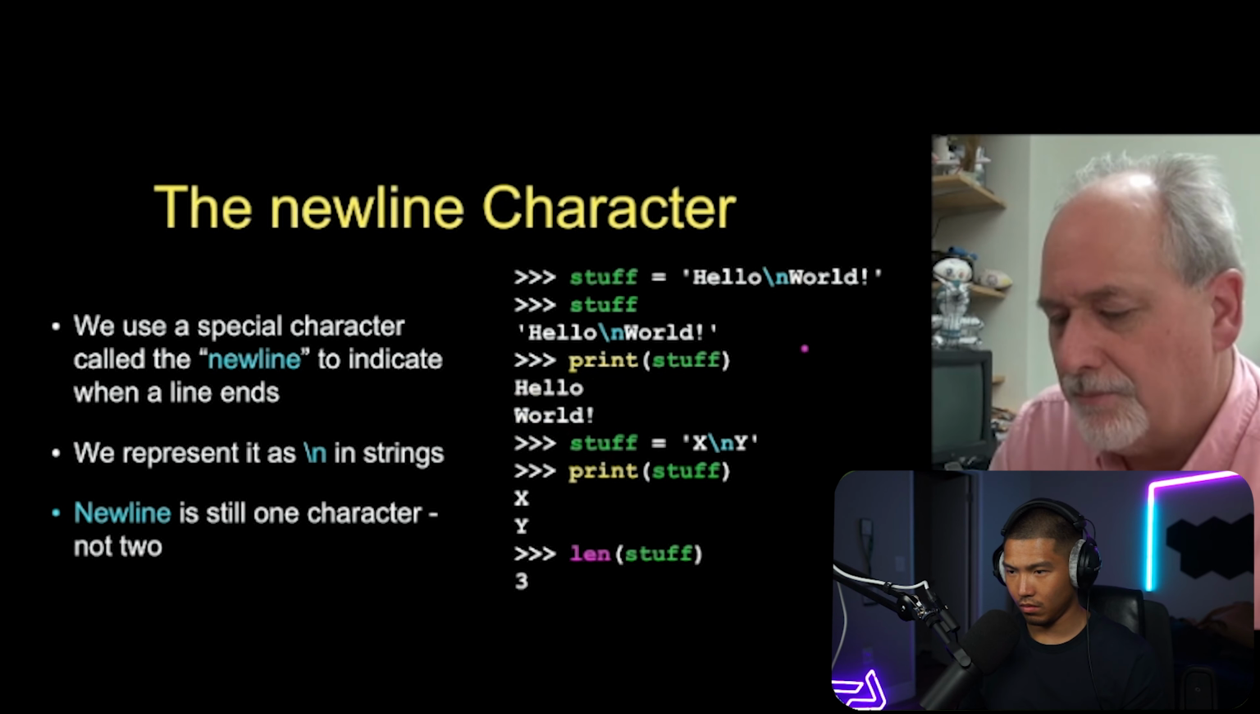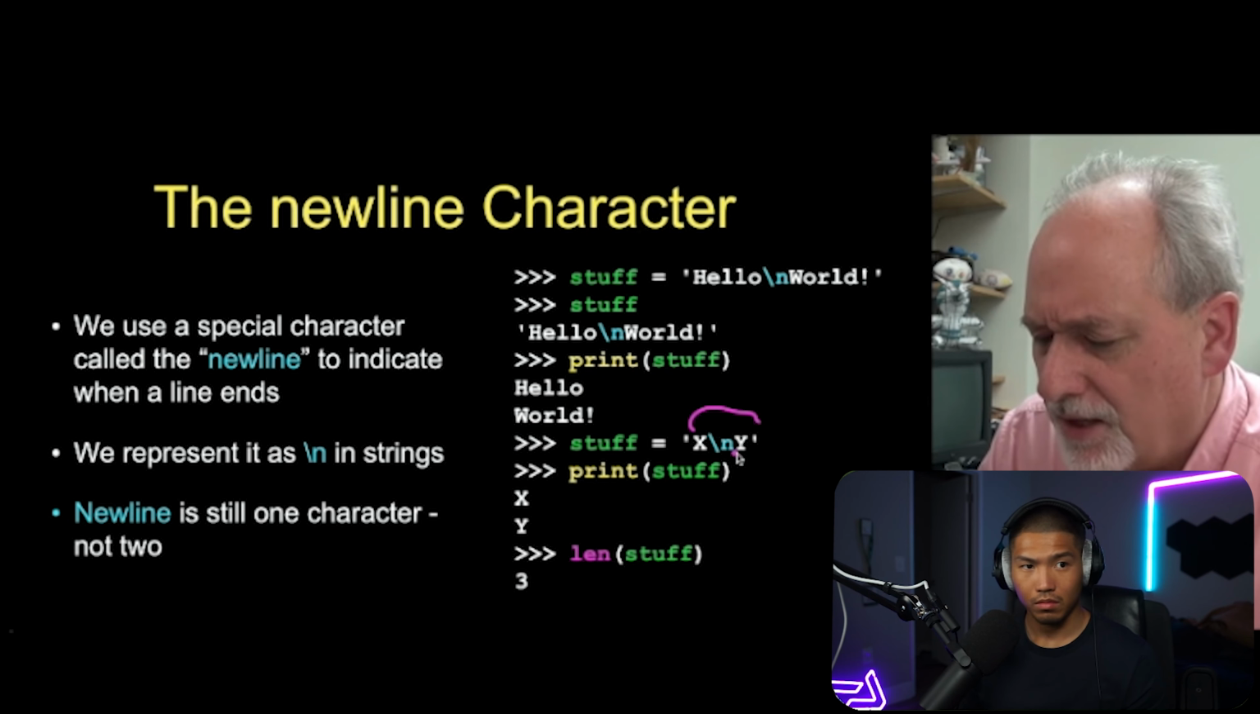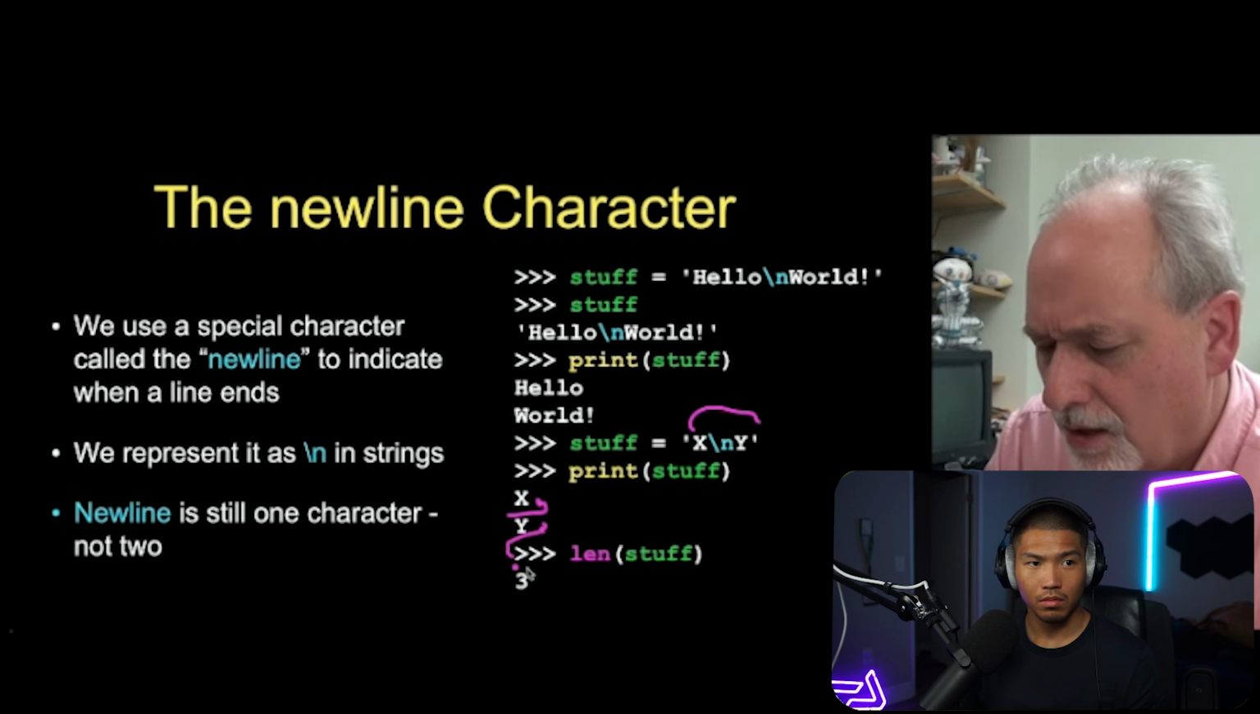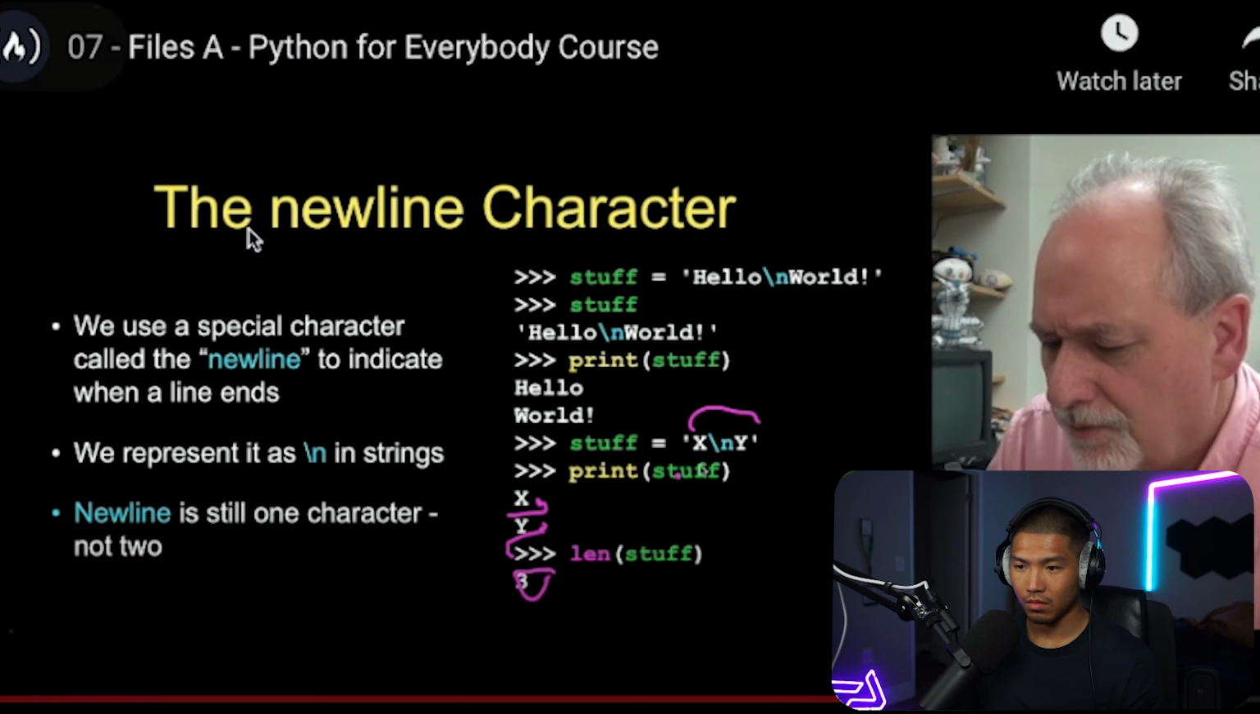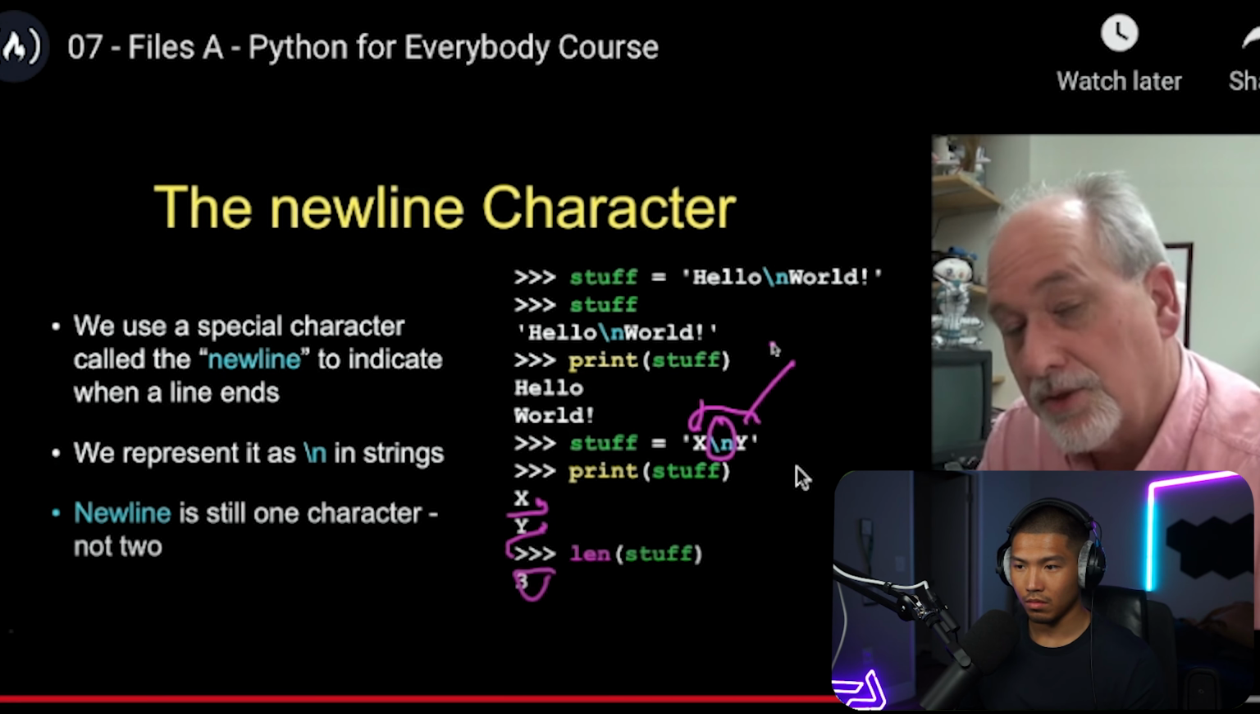Now, it's important to note that the \n is one character, right? And so even though this x\ny prints this, and then print adds another new line to go down here, if you ask how many characters, what is the length of this? It's only 3. That's because the x is a character, the \n is a character, and the y is a character. So it's a 3-character string.